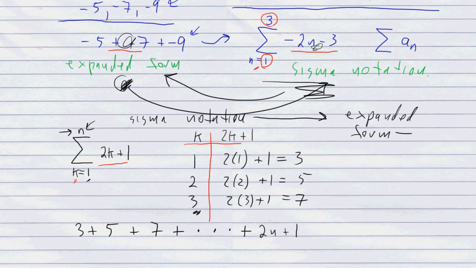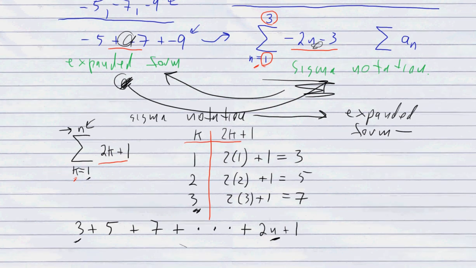So this is our series written out in general form, or expanded form, where that's the first term, and this is the nth term, which is any term that we want. Okay?